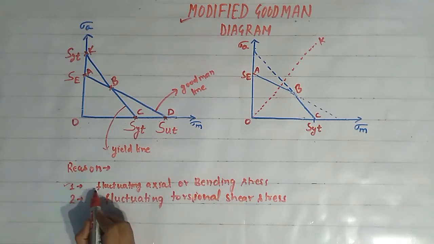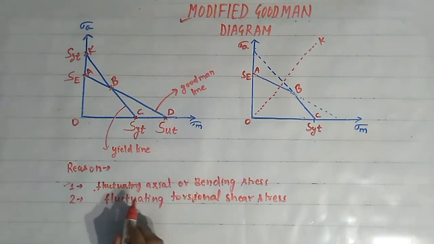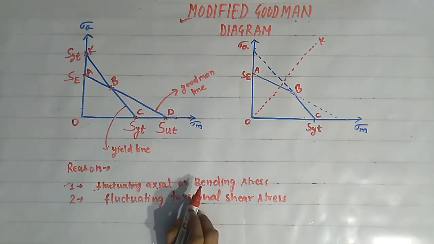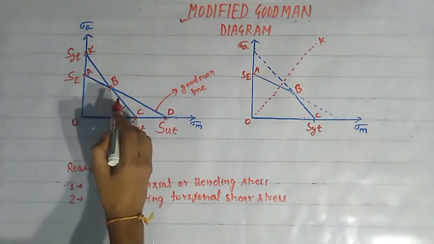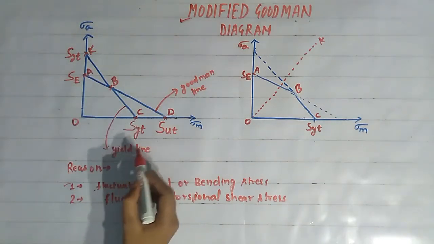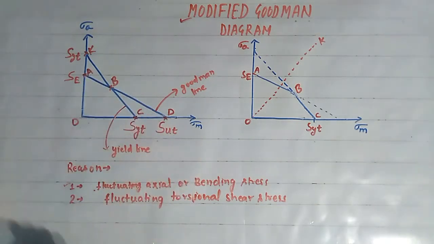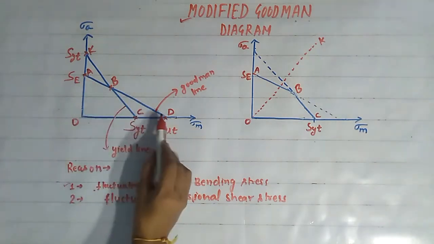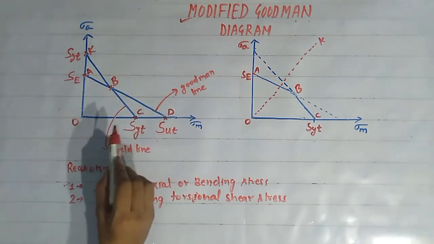Here I am going to discuss the first case, that is the fluctuating axial or bending stress. So I am going to discuss the modified Goodman diagram which is based on fluctuating axial or bending stresses. So friends, let us see this figure. We know that area under ABDO is safe for fatigue failure. This area ABDO, that is the area under this triangle OAD, is safe for fatigue failure.